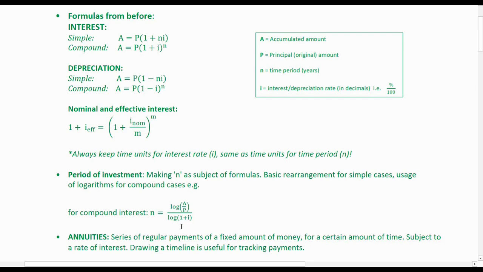Then we look at annuities, which are a series of regular payments of a fixed amount of money over a certain period of time. These payments are subject to a rate of interest, and it's usually quite helpful to draw a timeline to keep track of the payments.